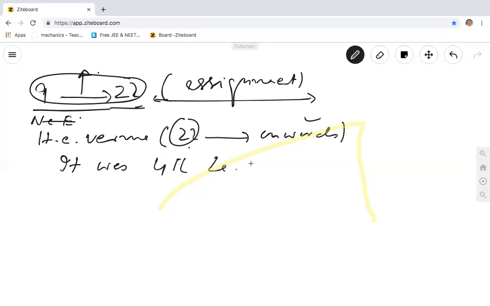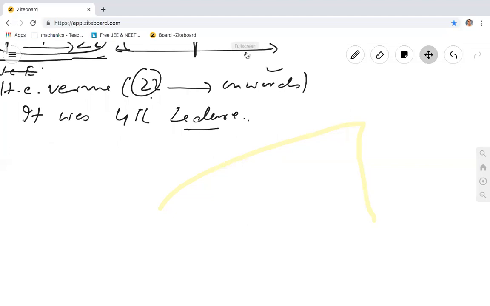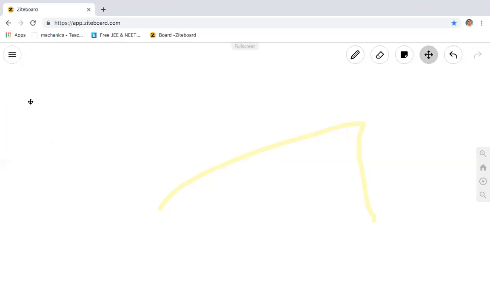Sir, I have a question. Tell me. HC Verma page number 112. Okay. Page number 112. Question number? Object to first, question number 5. Question number 5. Yes, okay.